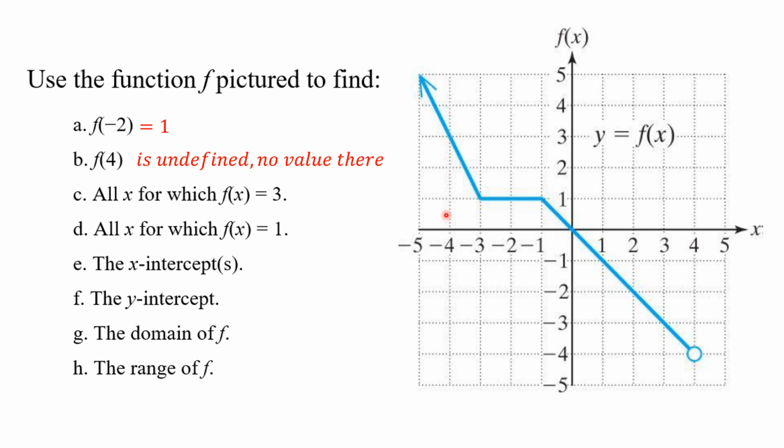-4. We put -4 in, come up to the function, go over to 3. So f of -4 gives us back a 3. So for what x's will f of x be 3? F of -4. That's the only x for which f of x is 3. Okay, what about the next question? All the x's for which f of x is 1.